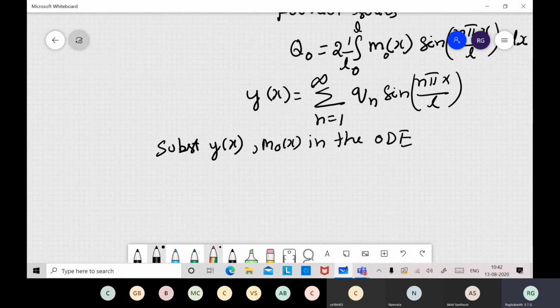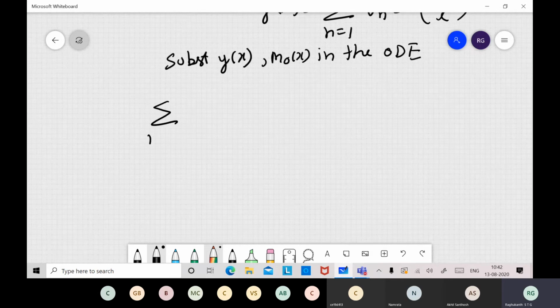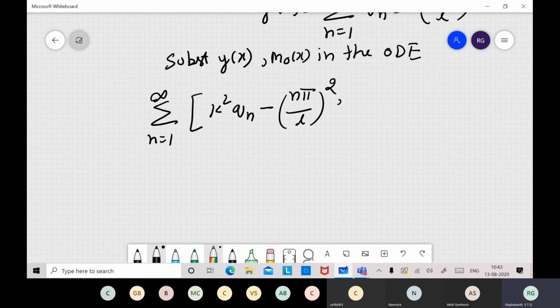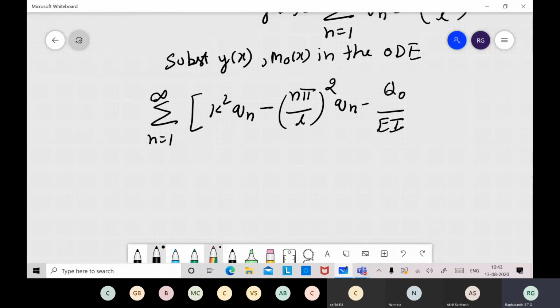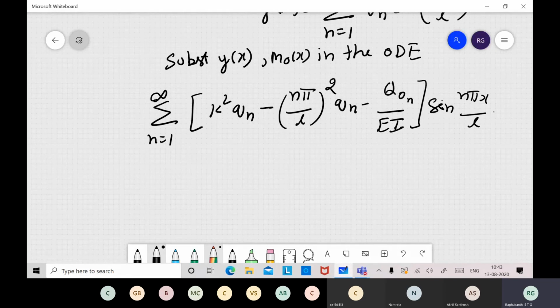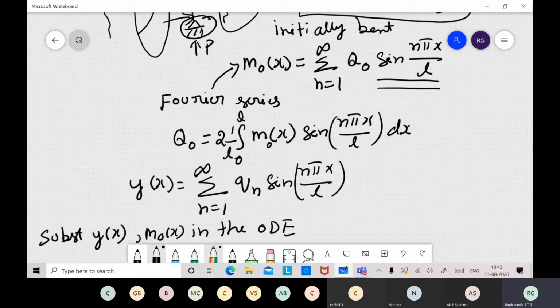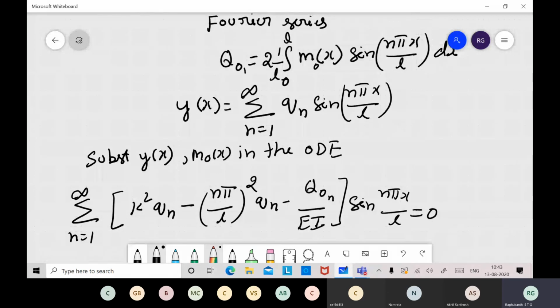Automatically you will get a nice equation: sigma n is equal to 1 to infinity of k square qn minus n pi by L whole square qn minus capital Q naught n by EI, multiplied by sine n pi x by L, is equal to 0. Of course, Q naught will have an n, because the Fourier terms are there. So this comes from your equation of equilibrium, and that is the Fourier coefficient.